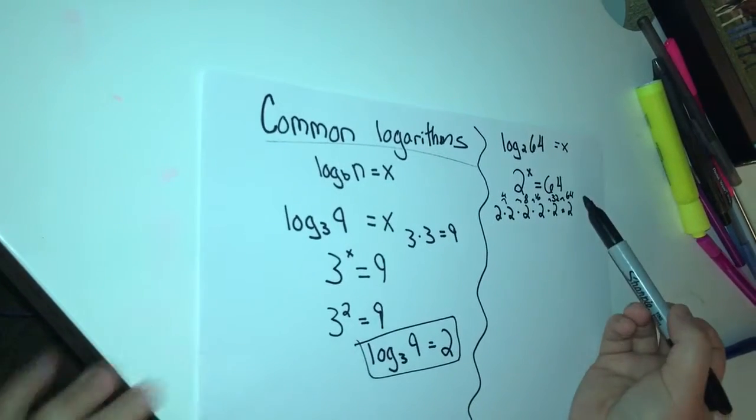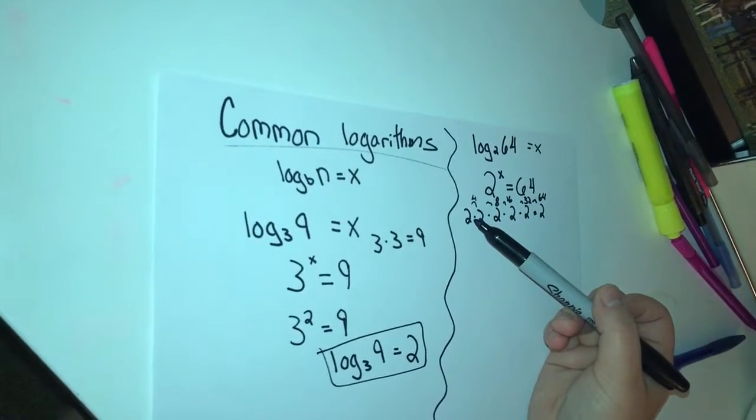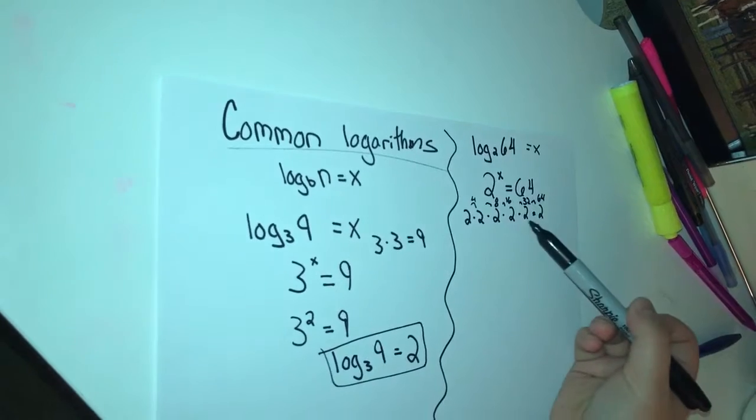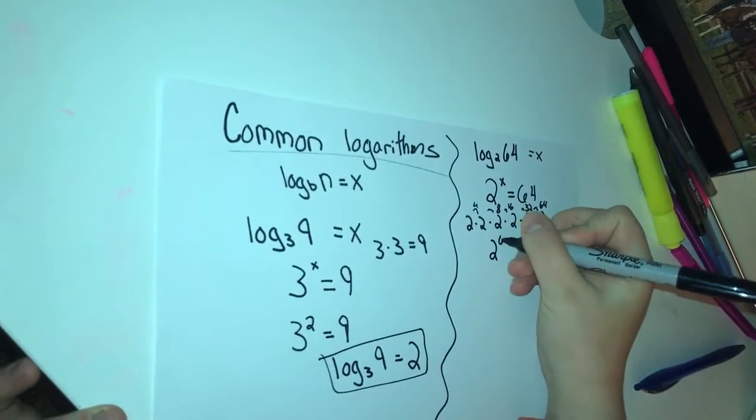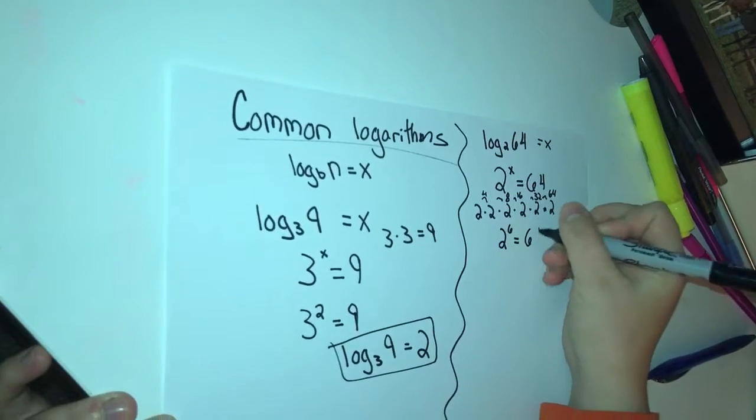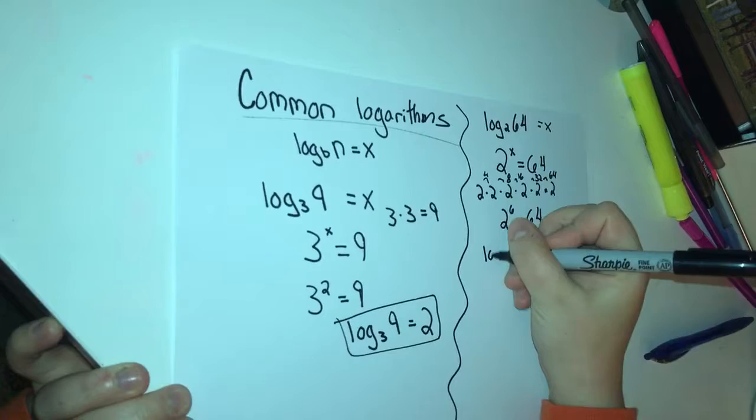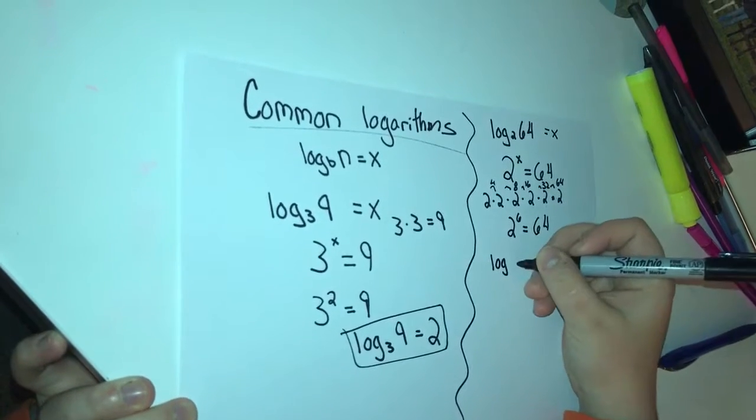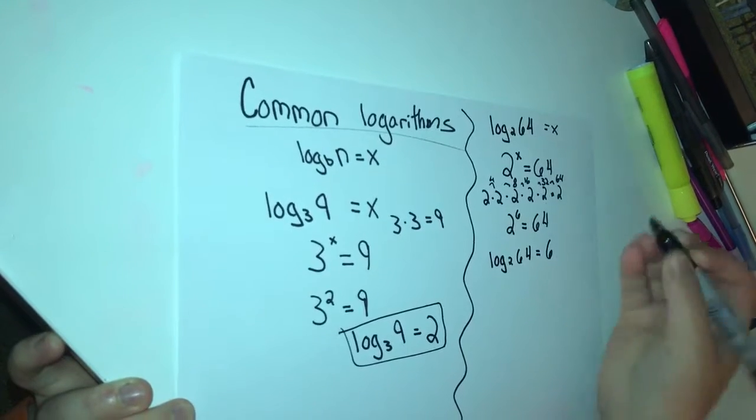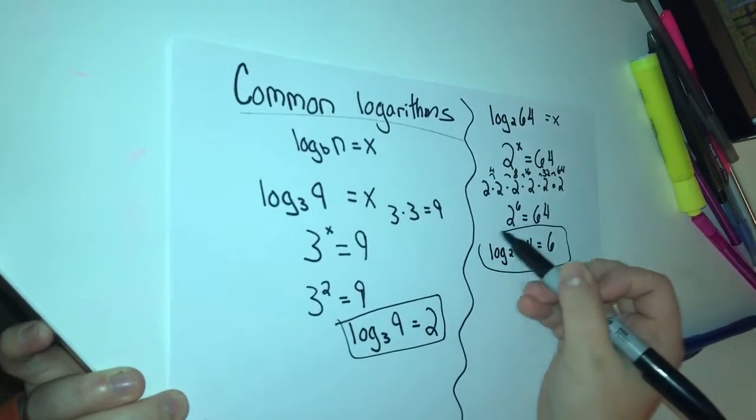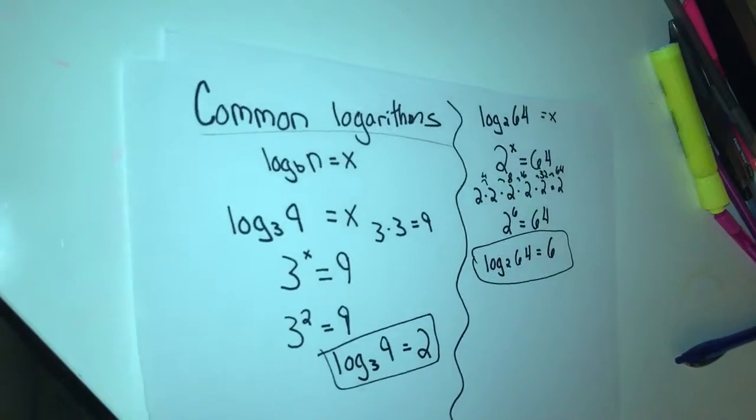So then once you get to your number, you're going to add up all the multiples of 2 that you just multiplied. So 1, 2, 3, 4, 5, 6. And so 2 to the power of 6 equals 64. So that means x equals 6. So your log base 2 of 64 equals 6. So that's your answer. Okay, we're going to do one more example of this.